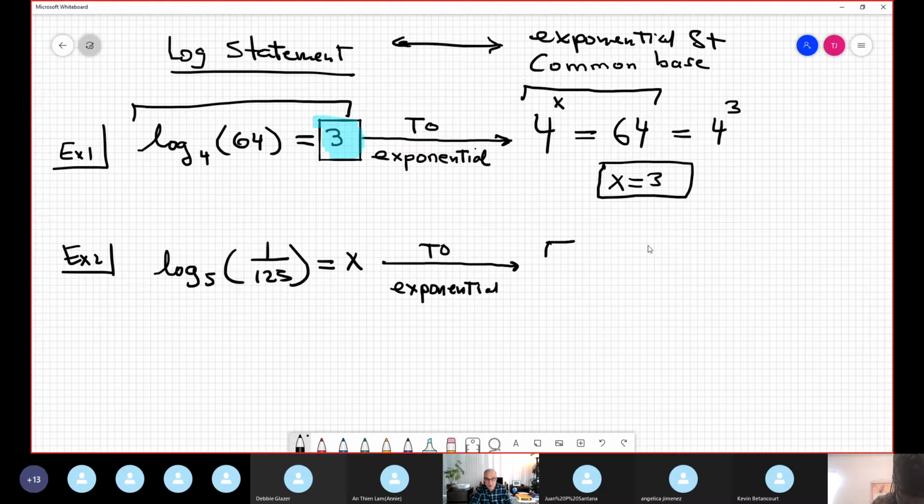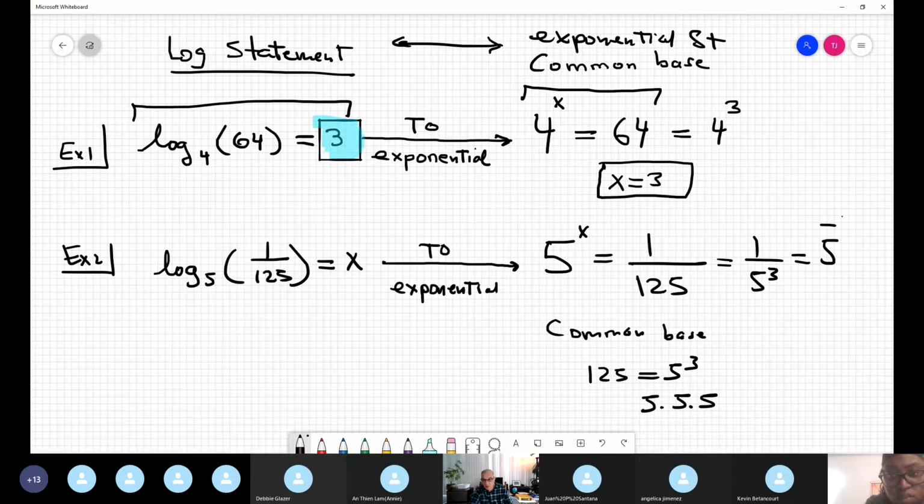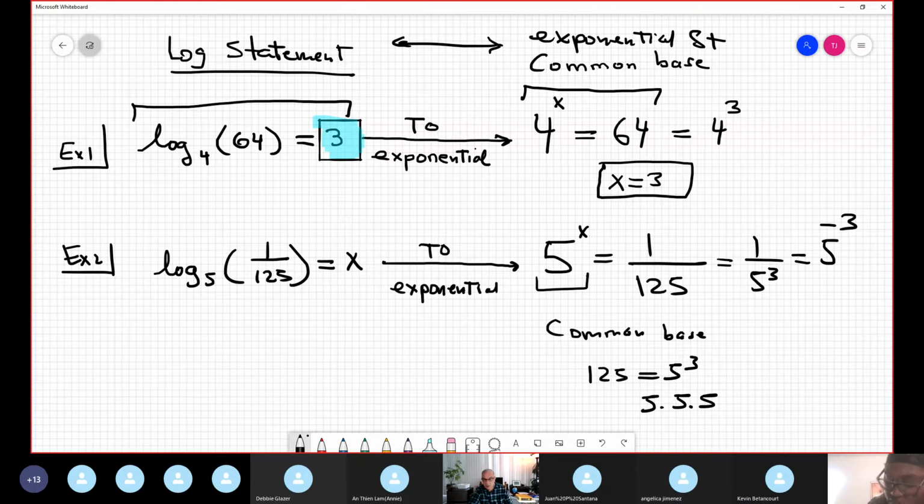What is the base? Oh, the base is 5. So this is a small 5, I copy a big 5. x equals 1 over 125. Okay, more clear. So now I need to find a common base. I know the fact, 125 is 5 cubed, 5 times 5 times 5. So you replace 1 over 5 cubed, and this is the reciprocal, say 5 to the -3. Wow. So we have two exponentials with the same base, and the answer is negative.